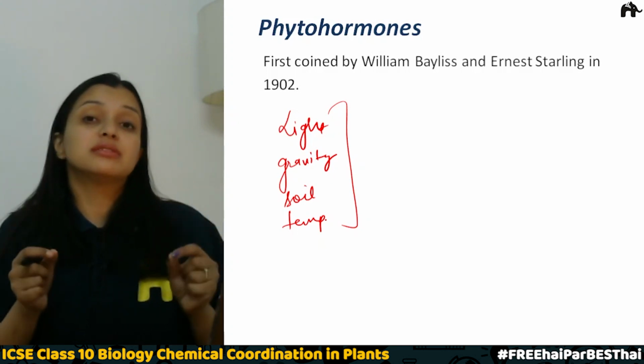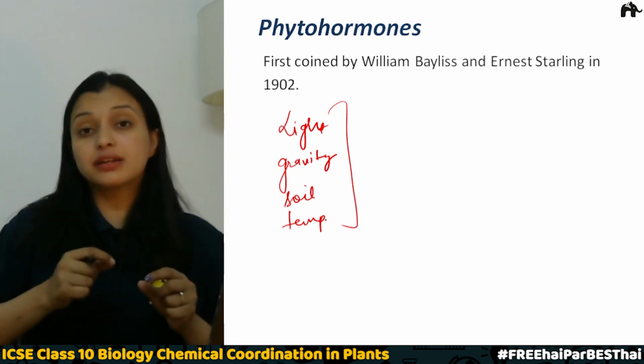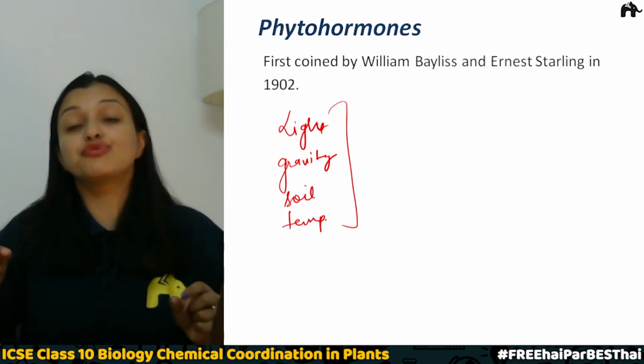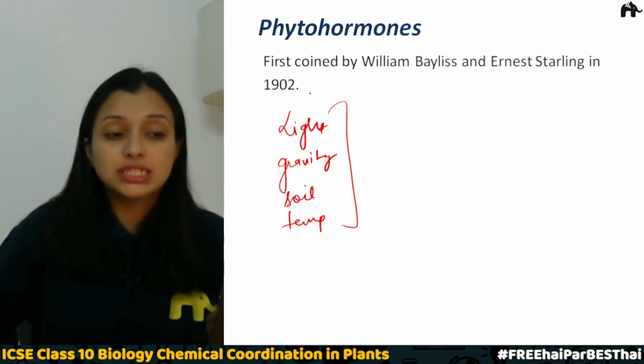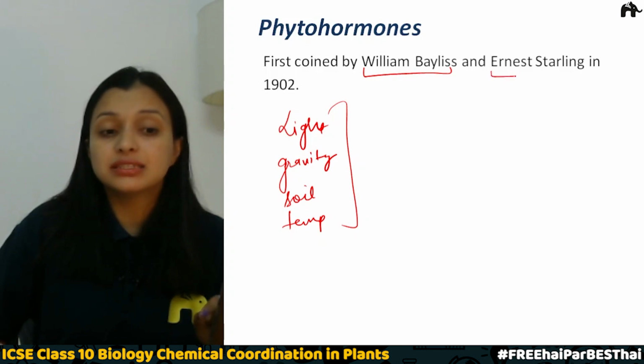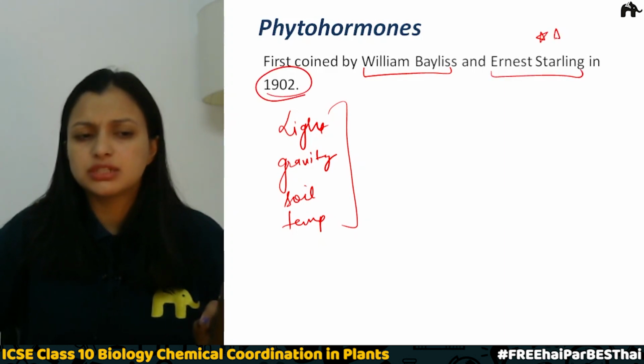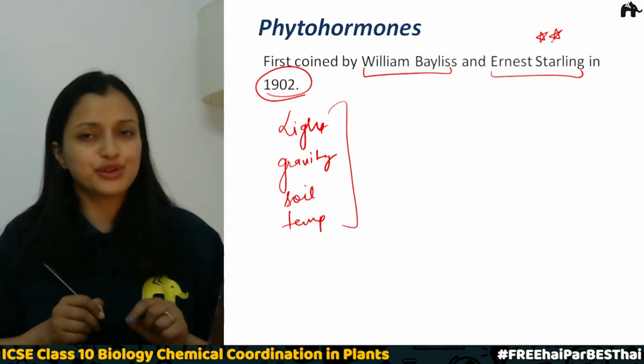Now there was a term called phytohormones, the hormones which are related to plants. So we call them phytohormones, right? This term was coined by William Bayliss and Ernest Starling in 1902. So this is something important for you to remember for your exams.